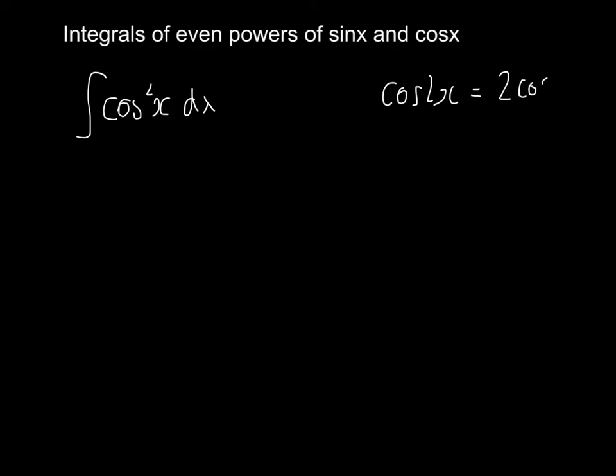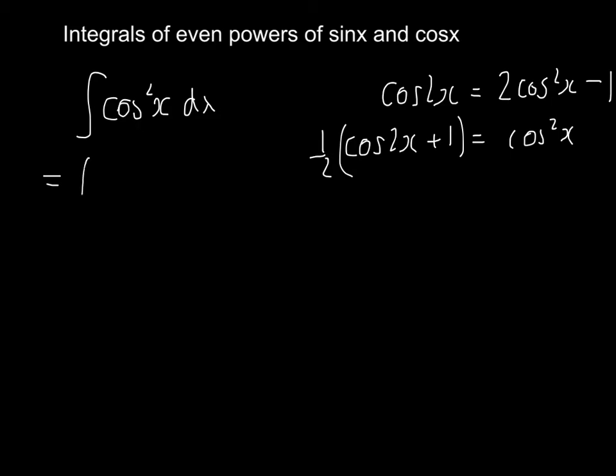So the first one we're going to use is 2 cos squared x minus 1. Okay, if we rearrange that, we'll have 2 cos squared x is cos 2x plus 1. So cosine squared x is going to be a half of cos 2x plus 1, and that's what we're going to integrate. So we replace our integral with cos squared x, put the half outside because that's just a number, and we've got cos 2x plus 1 that we need to integrate.